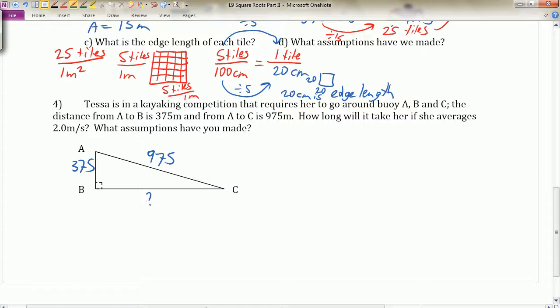What do we want to call that measurement? B, X, whatever you want. Let's call it little b. So b squared equals c squared minus a squared. What should you do? Should you add to make something longer than the hypotenuse? No, never. So we know the hypotenuse is 975, so we should be subtracting. Okay, so b squared equals 975 squared minus 375 squared.